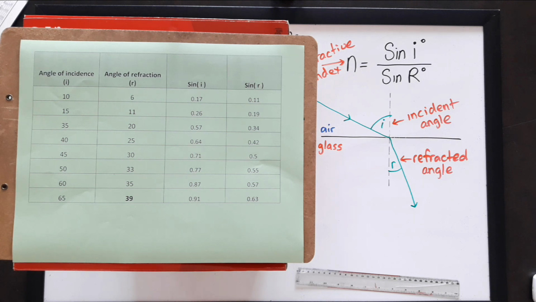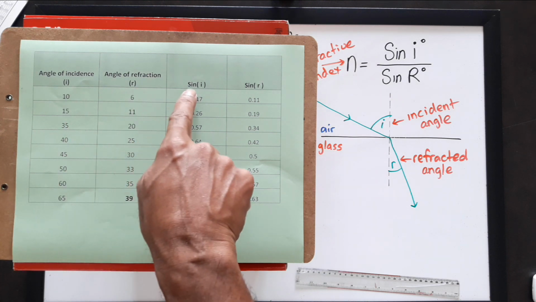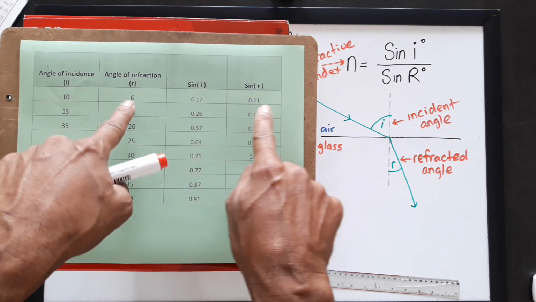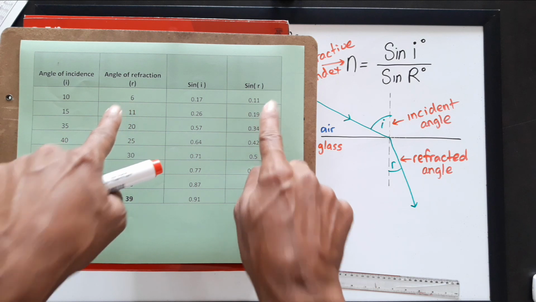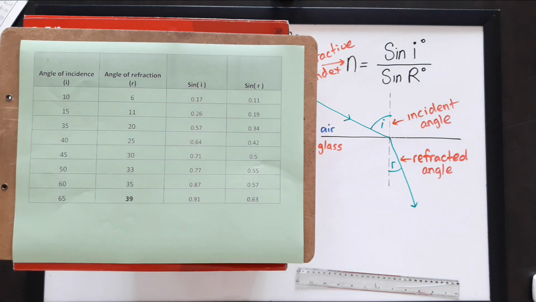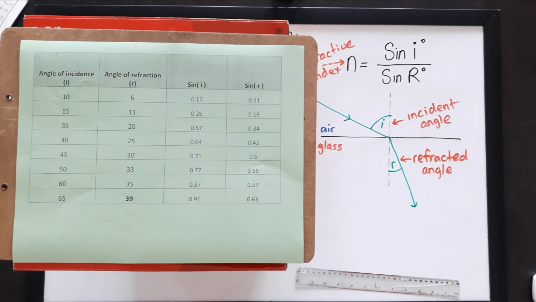This is a standard experiment that you will have to do in school at some point if you're doing physics. Now, for each angle of incidence, we took the sine of its value. So if you type in sine 10, you will get this. If you type in sine 6, you will get 0.11. So for each one of these, we took the sine of the values and rounded it off to 2 decimal places. And for each angle of refraction, we took the sine on our calculator.